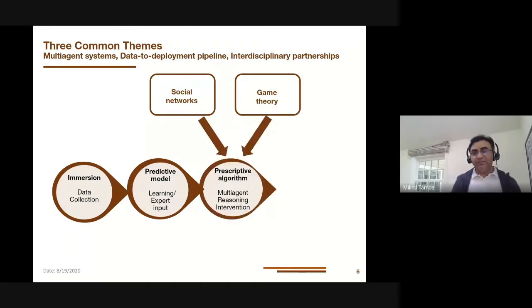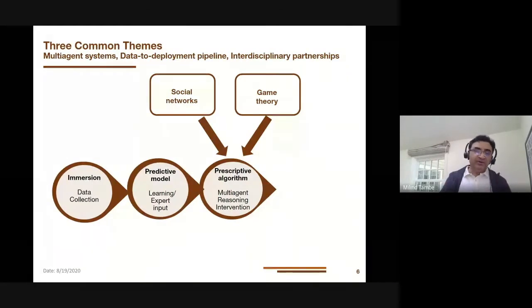Following that, we have a prescriptive algorithm. This is the intervention stage. So even though we may predict several cases to be high risk, we can't intervene on all of them because we have limited resources. So which cases should we intervene on? And that's where our multi-agent systems reasoning comes in.